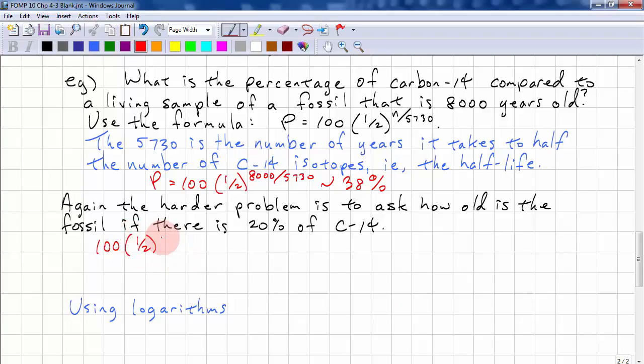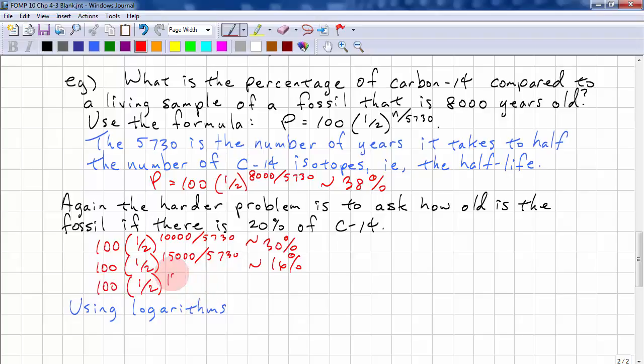So we'll do 10,000 years divided by 5730, and we get approximately 30%. So that's not long enough, so we need to jump the time bigger. Try 15,000 divided by 5730, and we get approximately 16%. That's too low a number, so it means we went too big here. So let's try another number.